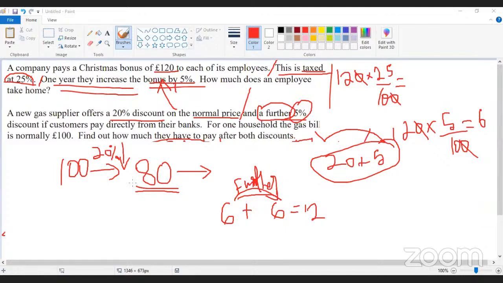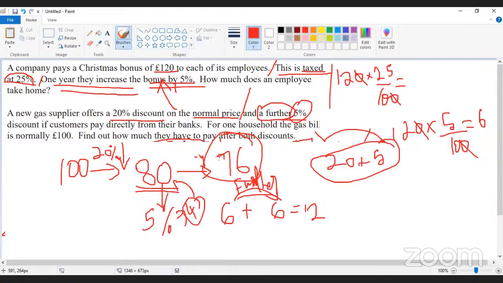So it makes 80, then 5%. So that is minus 4, so it makes 76. From this 80, again 5% of that is the further discount. That is $4 or €4, which is subtracted from 80. So you'll be paying 76 euros. Are you clear with that? Yes, sir.